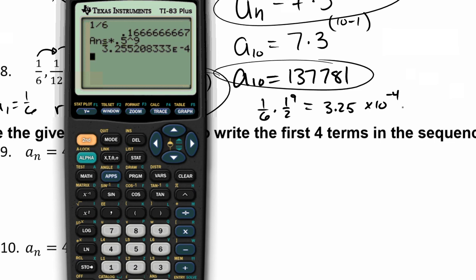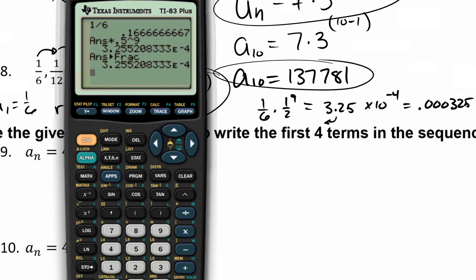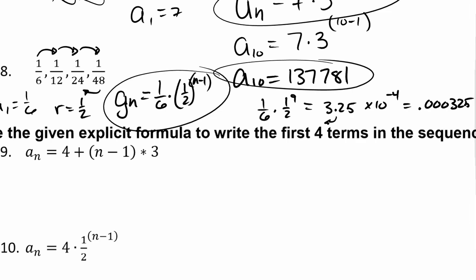So that means that this decimal place needs to move in this direction if I want to write this in standard form. So this equals 0.000325. So this is the number right here, and again you can see I moved the decimal 4 places to the left. I have no idea if this calculator will allow me to turn this into a fraction. I'm going to try it. No, I think the TI-84s do a better job at that. But anyways, I'll take either answer, a fraction or this decimal approximation.